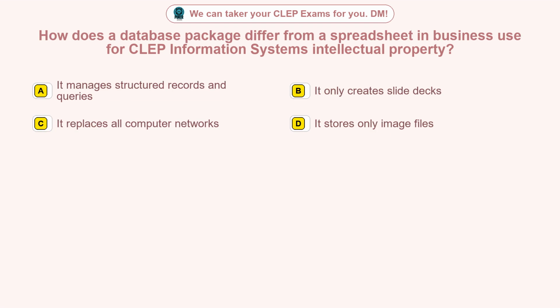Question 2. How does a database package differ from a spreadsheet in business use for CLEP Information Systems intellectual property? Option A. It manages structured records and queries. Option B. It only creates slide decks. Option C. It replaces all computer networks. Option D. It stores only image files. The correct answer is option A. It manages structured records and queries.